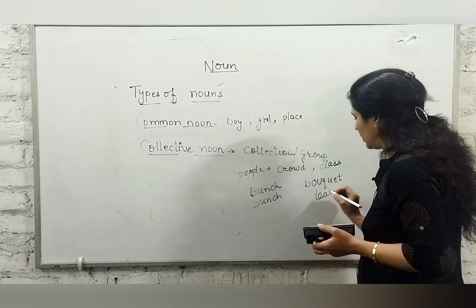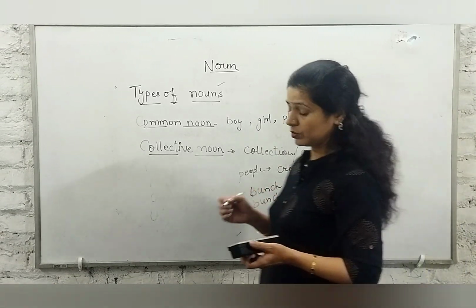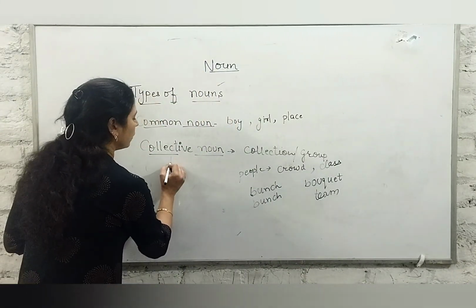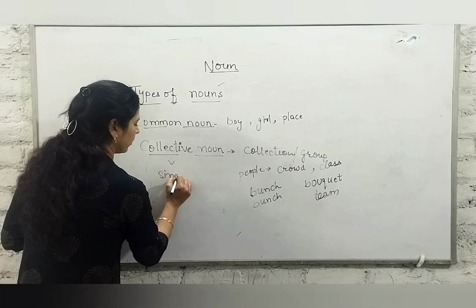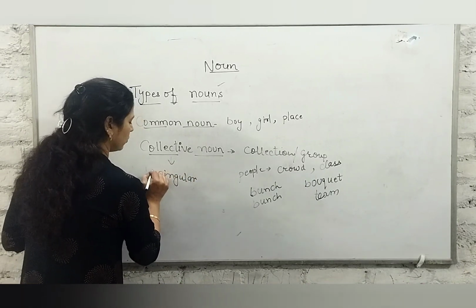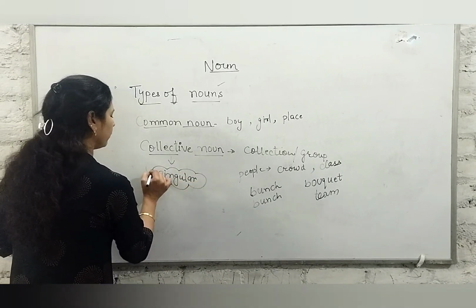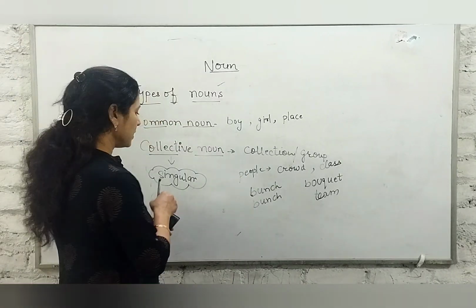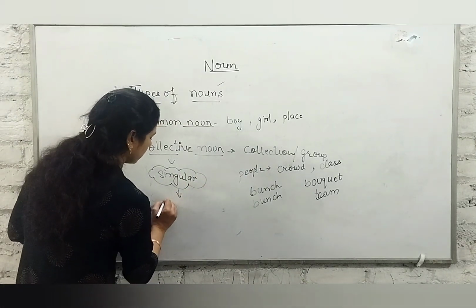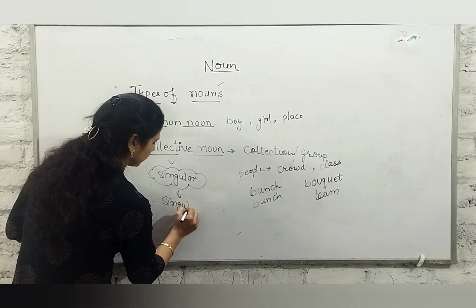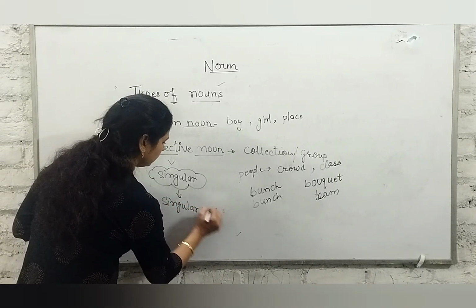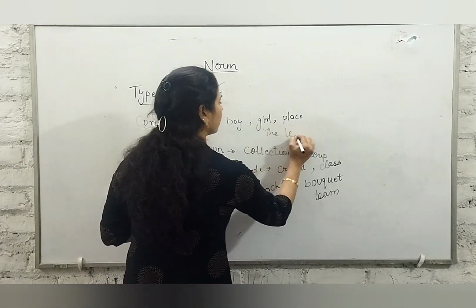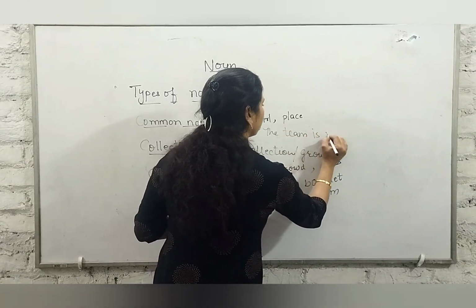Always remember one thing, whenever we are talking about collective nouns, it is a group of something, but it is always considered as singular. Do not forget that collective nouns are always considered singular and use a singular verb. When you talk about team, you will say the team is very happy.